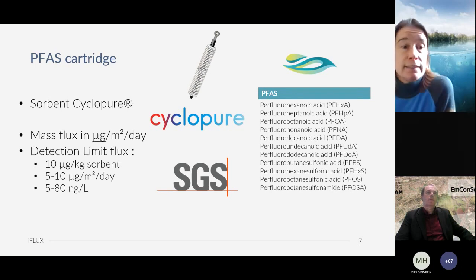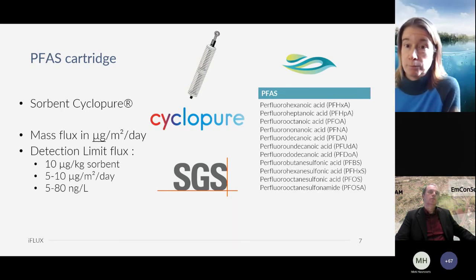The mass fluxes are reported in the unit of micrograms per square meter per day, and for the detection limits, we use a sorbent that goes to the lab, and for that the detection limit is 10 micrograms per kilogram, which in more or less standard conditions is the same as 5 to 10 micrograms per square meter per day, or comparable to 5 to 18 nanograms per liter of PFAS in groundwater.